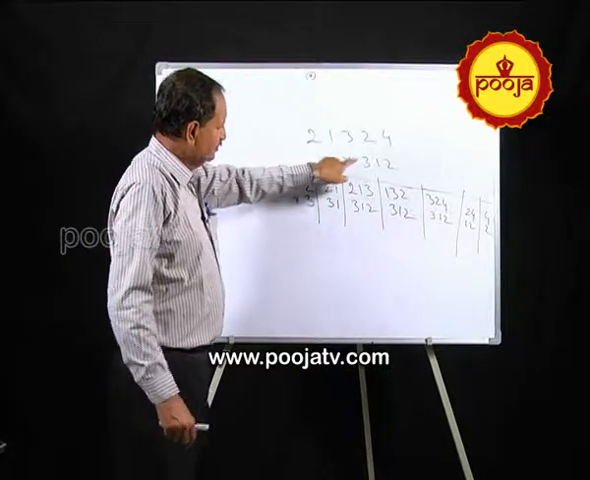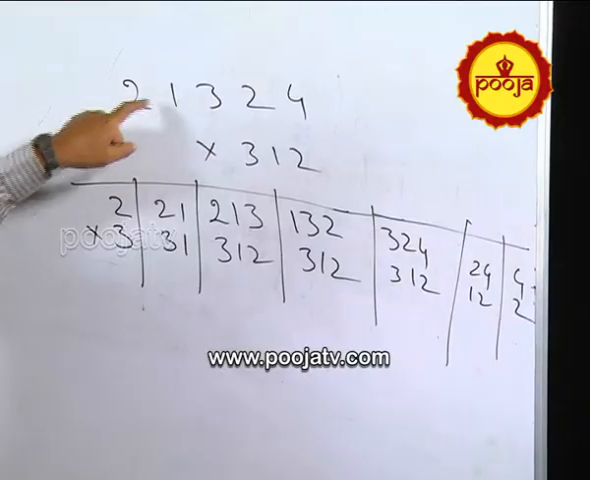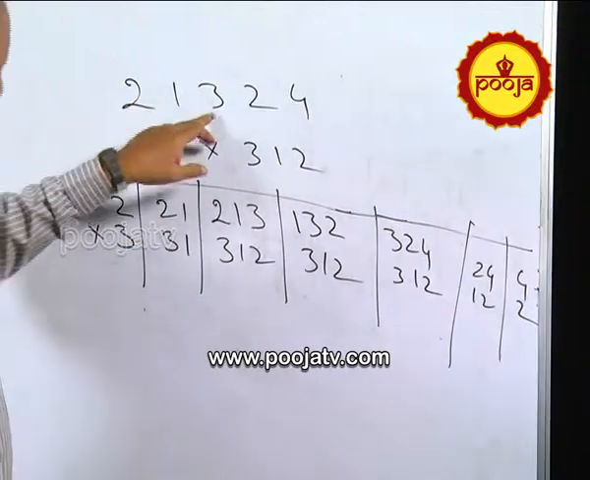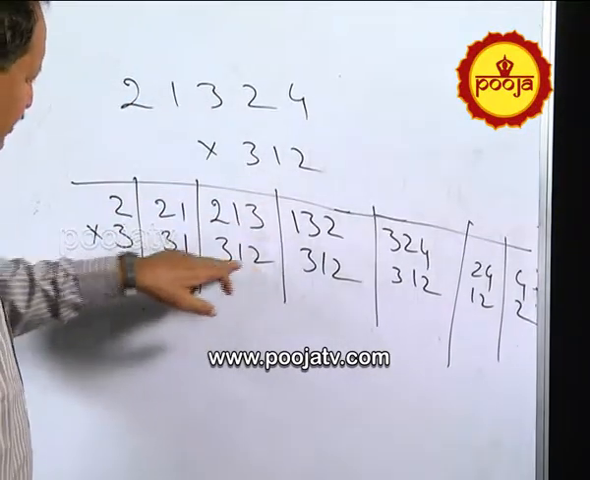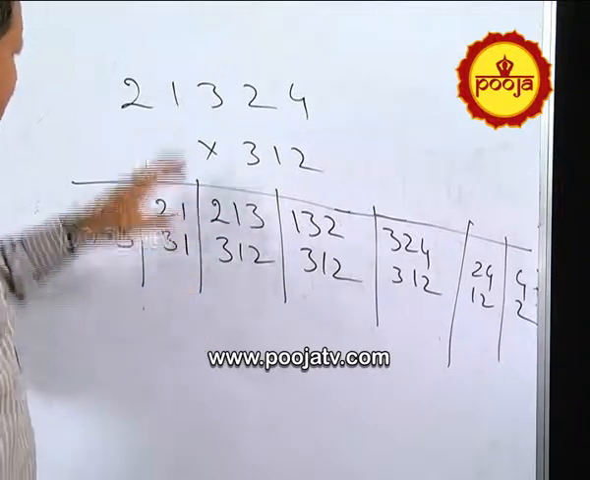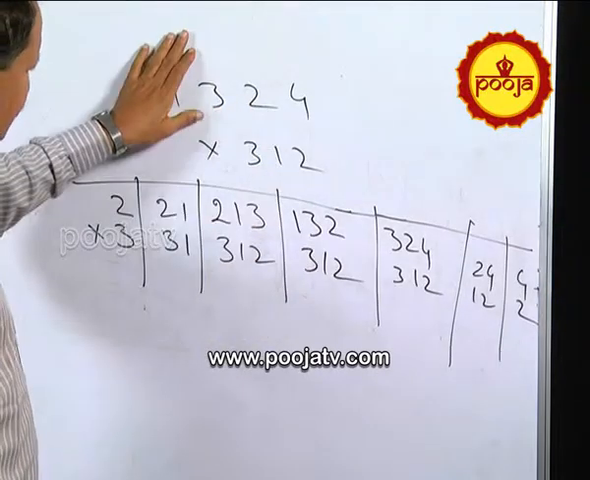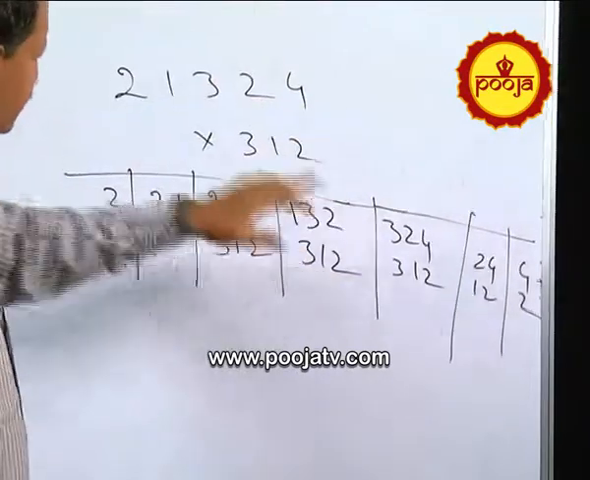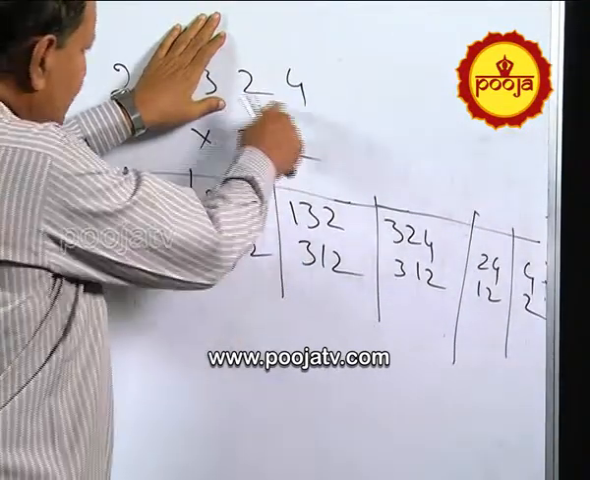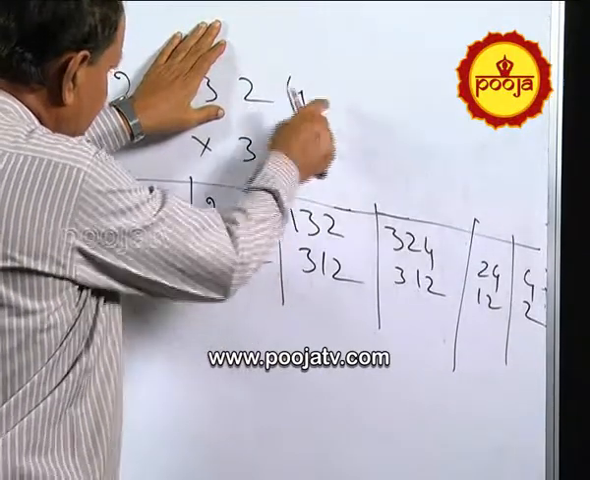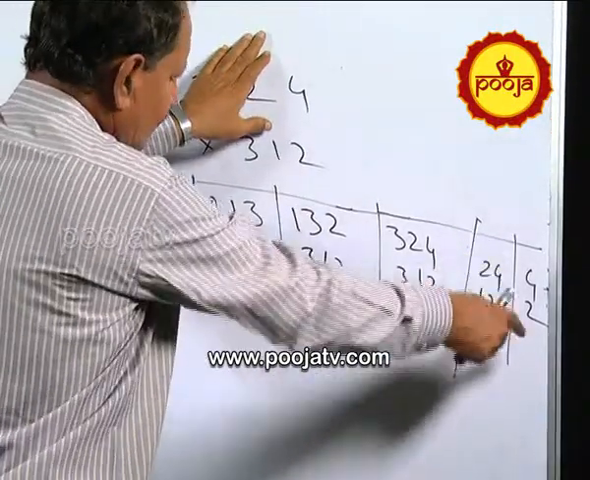First 2 into 3. Right. Next 21 into 31. Next 2 1 3 into 312. This 312 will not change. Next 213, you remove 2. 132 into 312, remove 1. 324 into 312, remove 3. Only 2 digits are here, 24. You write 2 digits, these 2 digits, not these 2, these 2. 24 into 12. Next 4 into 2.